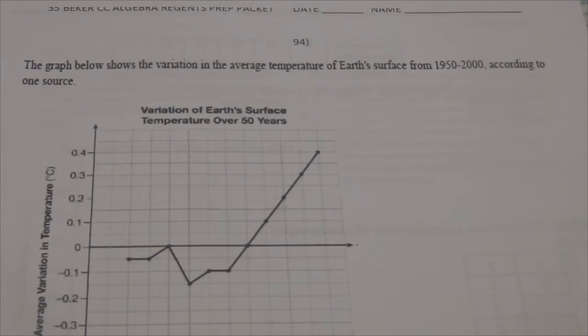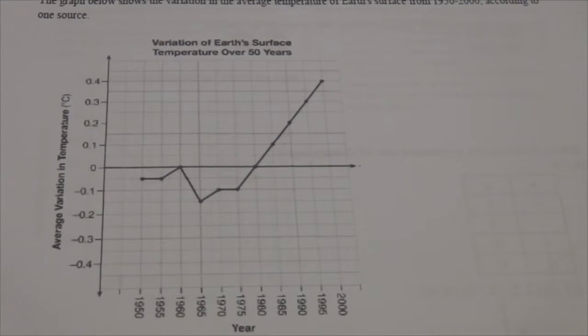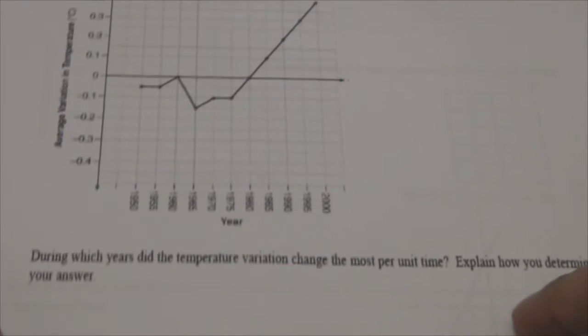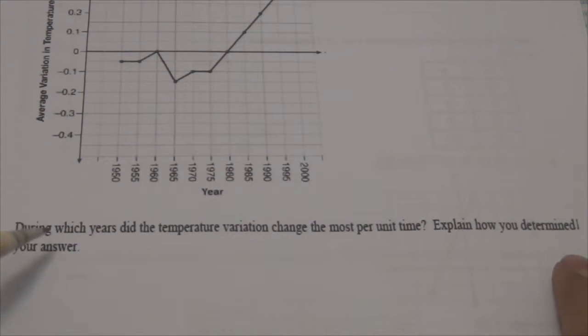Alright, so this graph shows the average temperature of the Earth's surface from 1950 to 2000, according to one source. So, let's go to the question. During which years did the temperature variation change the most per unit time? Explain how you determine your answer. During which year did the temperature variation change the most?